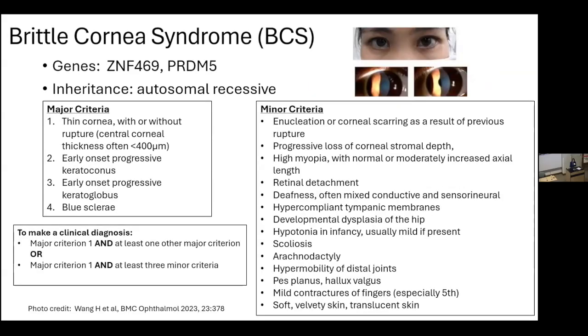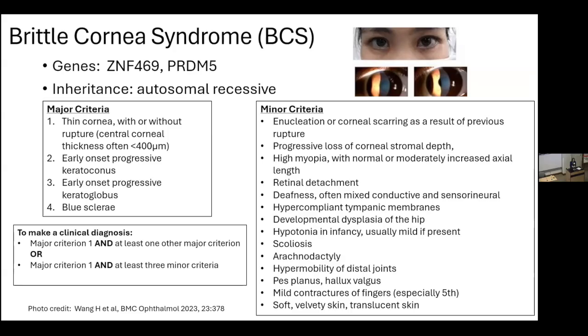All right. Now, the brittle cornea syndrome is the only one of these types of Ehlers-Danlos syndrome that isn't called Ehlers-Danlos syndrome. The major presentation is really in the ocular globe. The cornea is very thin, and it may or may not rupture. So sometimes the cornea actually fractures, and it can lead to blindness.